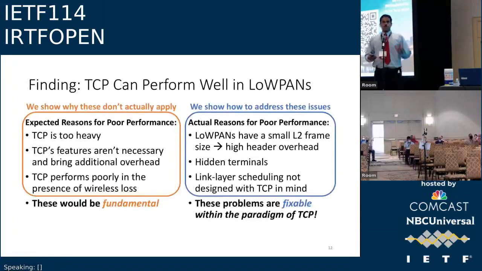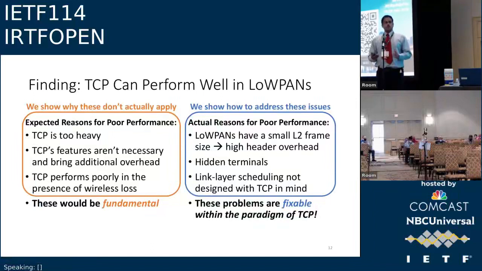Okay, so the actual reasons are that LoWPANs have a small L2 frame size, basically a small MTU, and this results in very high header overhead. The second problem is that hidden terminals are a serious issue for TCP when operating over multiple wireless hops. And finally, that the kind of scheduling at the link layer needed to support a low duty cycle and low energy consumption interacts poorly with TCP.